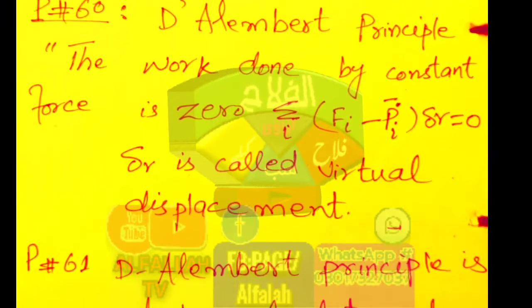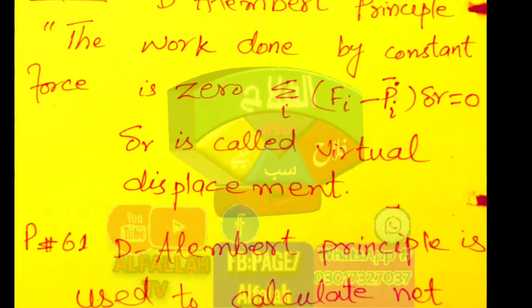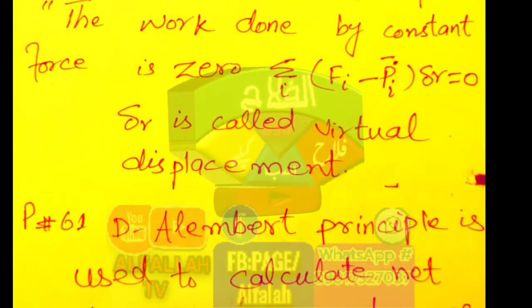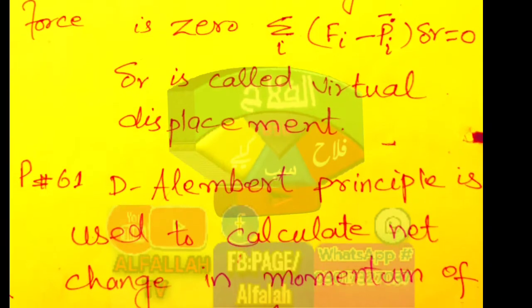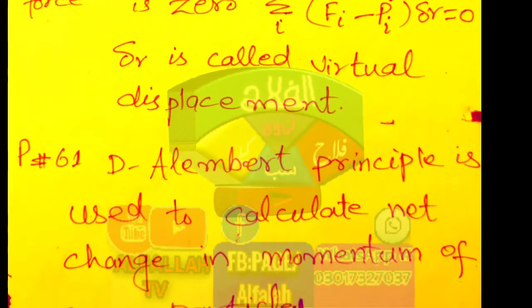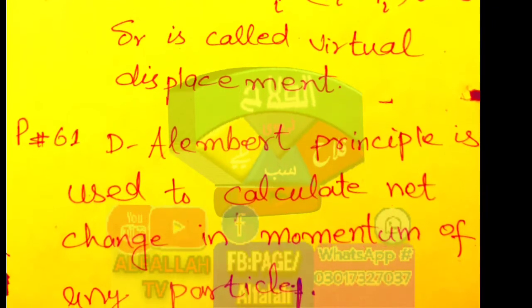The work done by a constant force is 0. Sigma over i of (F_i minus p_i dot) times delta r_i is equal to 0. Delta r is called virtual displacement. D'Alembert principle is used to calculate net change in momentum of any particle.